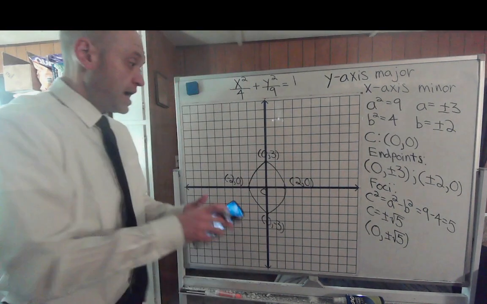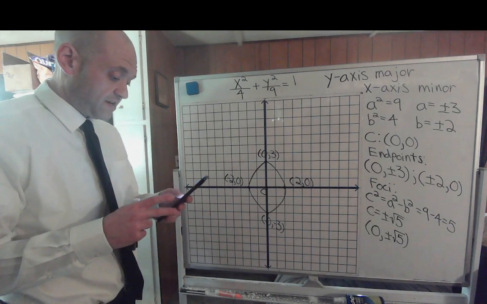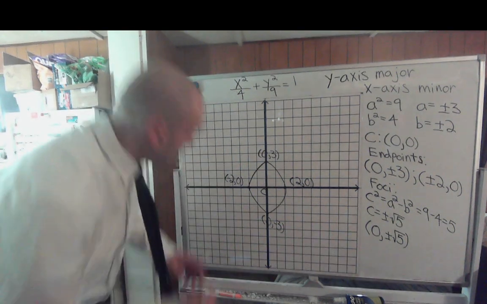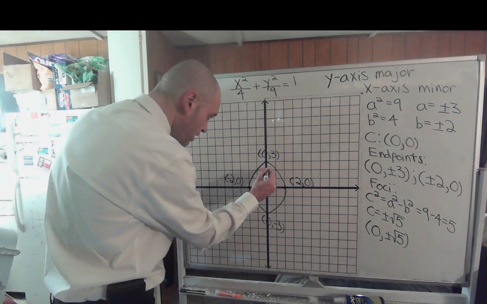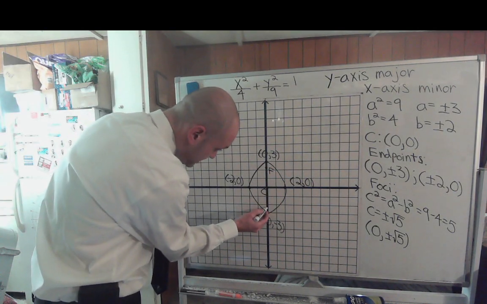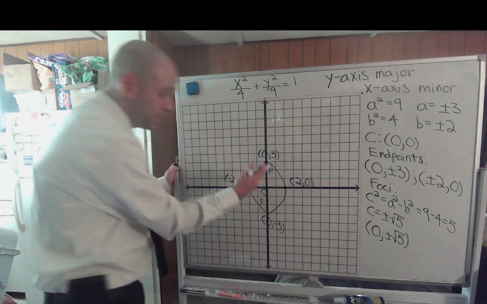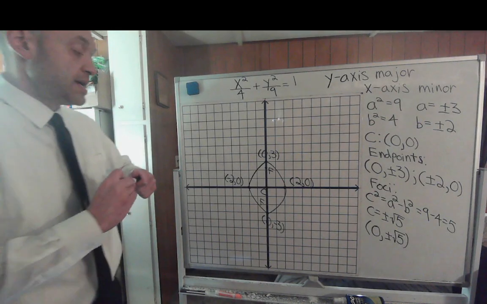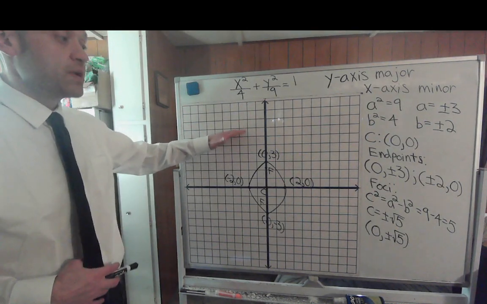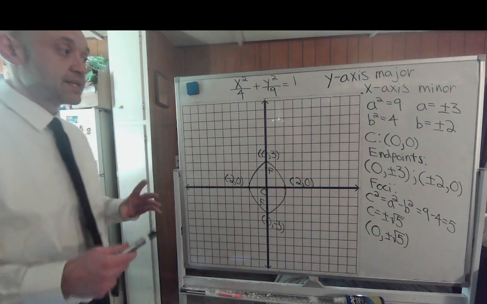Now, I know it's a little bit bigger than 2, but I don't remember what the square root of 5 is offhand. So you get about 2.24. So there's your first focus. Your second focus then would be down here, about negative 2.24, along the y-axis. So there's that ellipse with everything graphed, this time with the y-axis being the major axis.